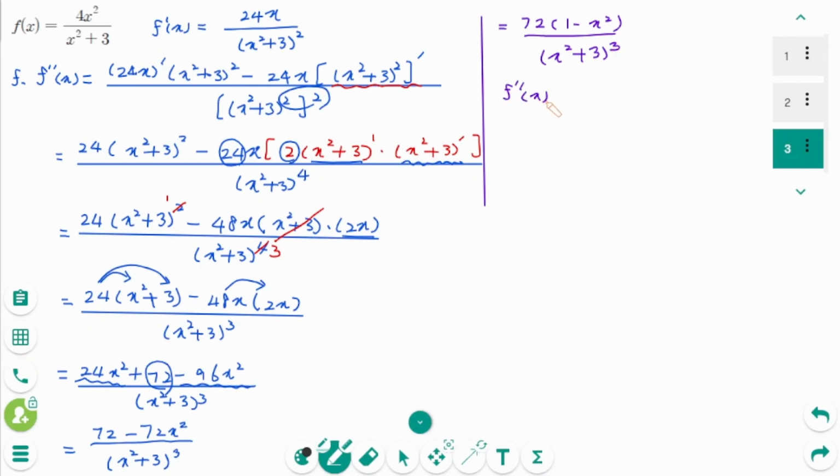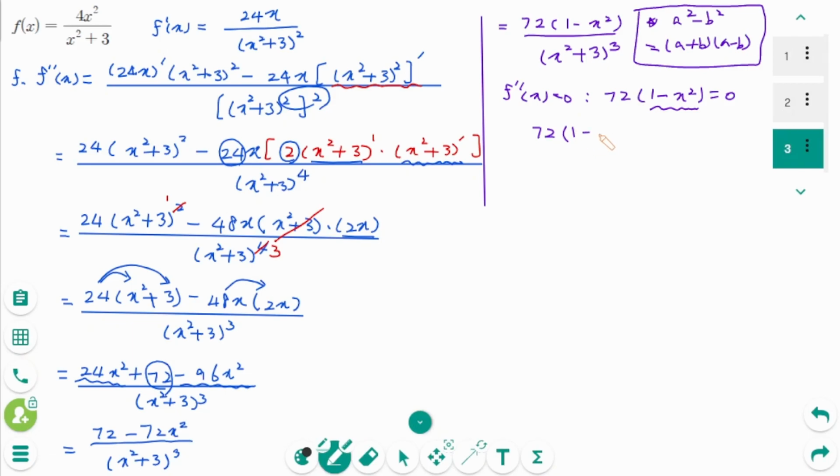F double prime of x equals 0, that means the numerator is 0, which is 72 times (1 minus x squared) equals 0. We can factor this one: a squared minus b squared equals (a plus b) times (a minus b). Then (1 minus x) times (1 plus x) equals 0. So 1 minus x equals 0 or 1 plus x equals 0. That means x equals 1 or minus 1.